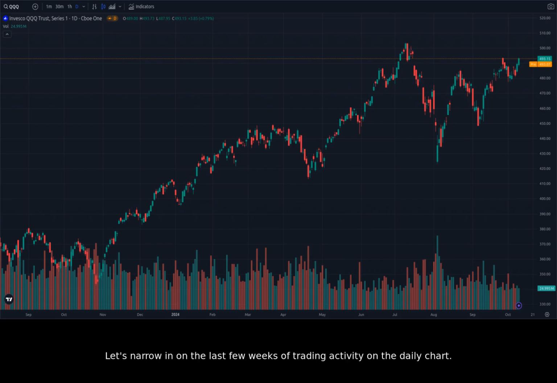Let's narrow in on the last few weeks of trading activity on the daily chart. We can see that QQQ has been consolidating in a range between approximately 360 and 370. This consolidation pattern could be a sign that the market is trying to decide its next move. We need to see how the price reacts to the key support and resistance levels within this range.